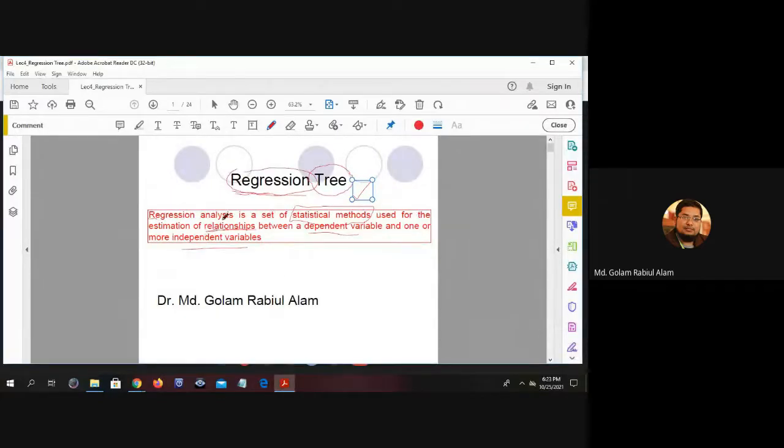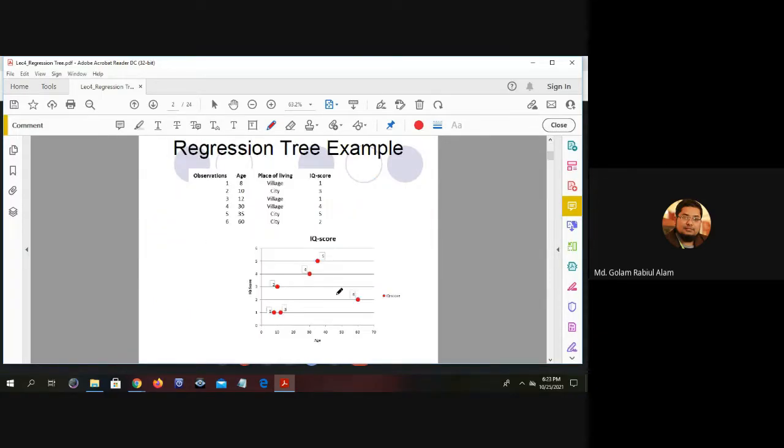So this is regression. That means we will learn how the dependent variable is associated with one or more independent variables in a regression analysis model, and try to find that kind of model. In this lecture, we will use the tree-structured model, called the regression tree. Here is an example.